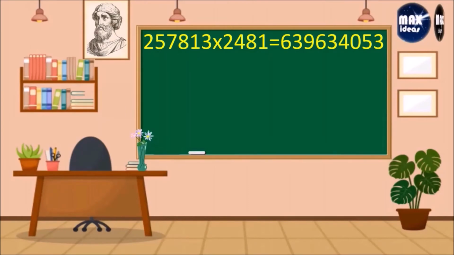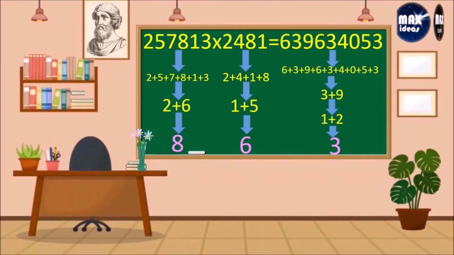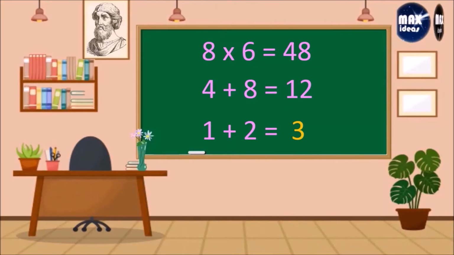257,813 times 2,481 equals 639,634,053. The numerical indices are 8, 6 and 3. 8 times 6 equals 48. The numerical index of 48 is 4 plus 8 equals 12, and 1 plus 2 equals 3. This is the numerical index of the product. So this proves our second rule.